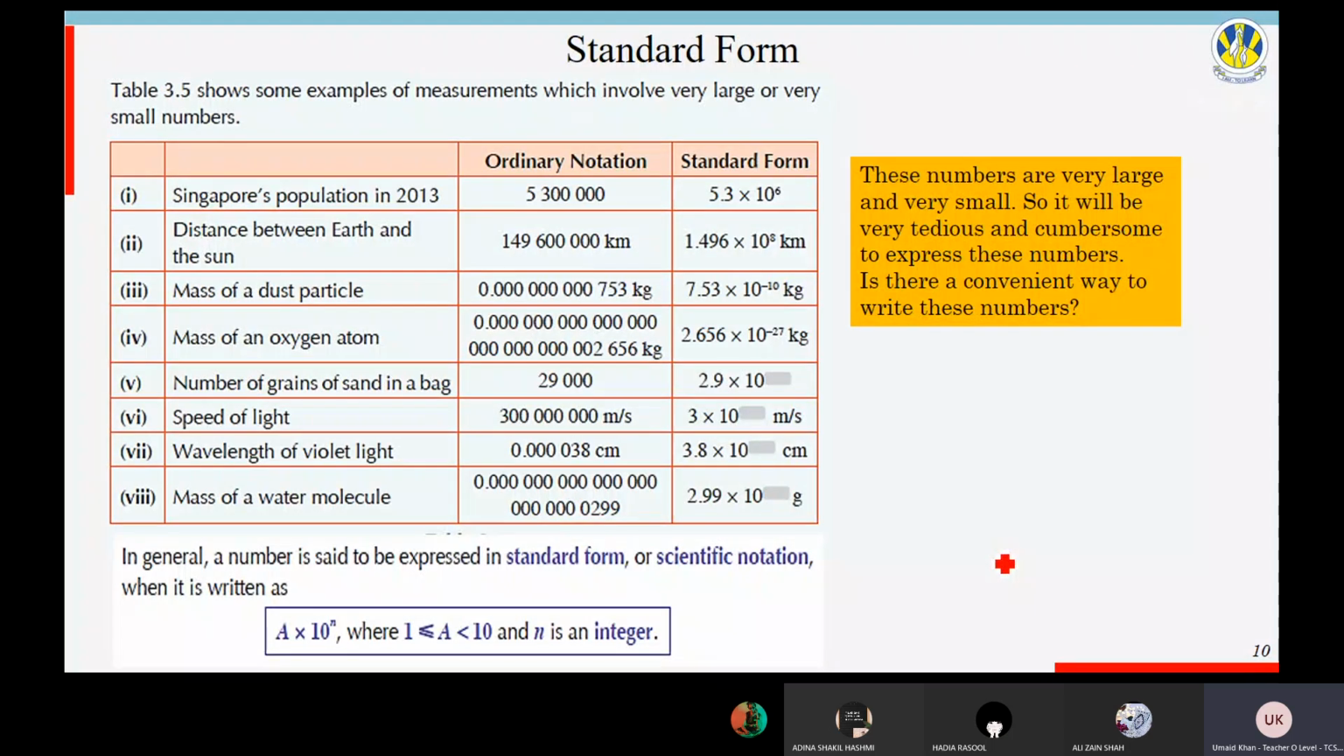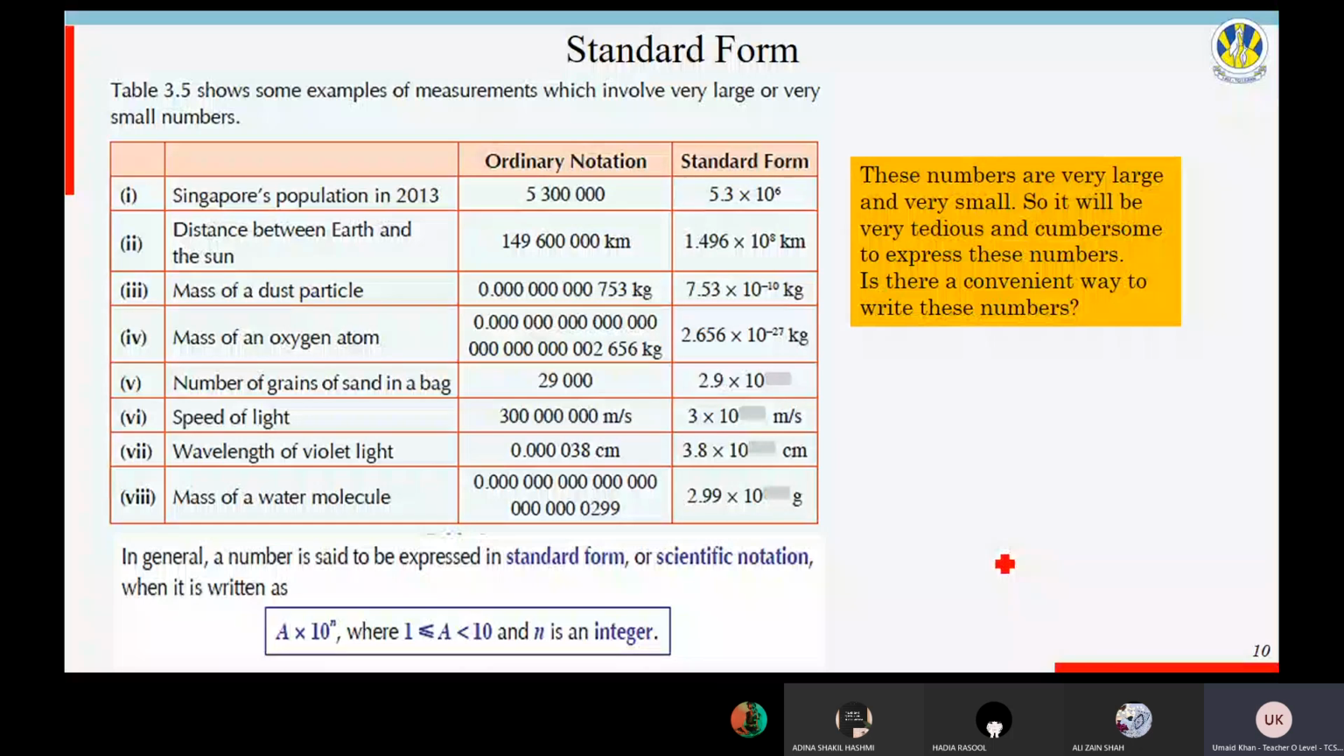Then I'll explain in detail what standard form is. Now listen very closely. Okay, so I was explaining standard form. Listen very carefully. First, I will go through the definition of standard form.